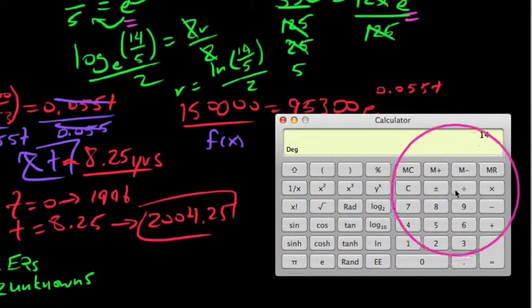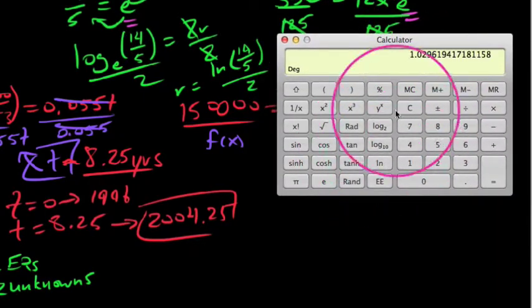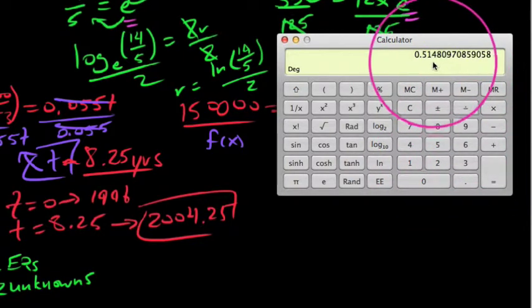We say 14/5 first of all. 14 divided by 5 is 2.8. And we say take the ln of this. So ln of that, and we're going to divide this in half. So we say divided by 2. And we see we get a rate. I'm going to take this rate out to, I don't know, I want to be accurate here.